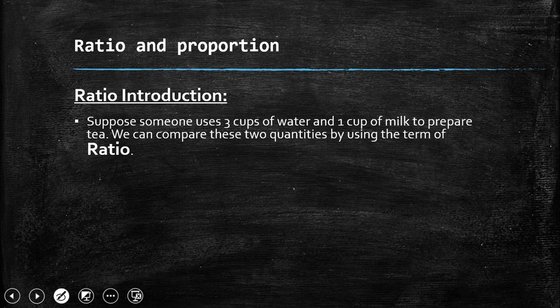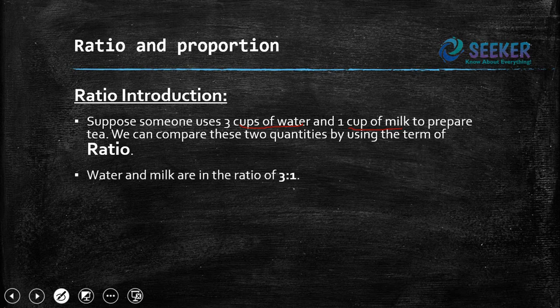Introduction of ratio. Suppose someone uses 3 cups of water and 1 cup of milk to prepare tea. We can compare these two quantities by using the term of ratio. For example, here the water and milk are in the ratio of 3:1.